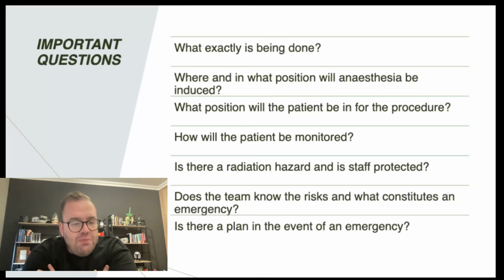Next, you need to know how will the patient be monitored. Obviously, standard ASA monitoring for everyone, but is there a need for invasive monitoring? Are they doing procedures whereby maybe ECG leads get in the way, like if they're working in cath lab on the chest? So you need to think about all of those things. Is there a radiation hazard, and is the staff protected? There should be full radiation protection with monitoring of how much radiation dosage people are getting. Does the team for this patient and this case know the risks and know what an emergency really is in this situation? If I say there's an emergency, will they react appropriately? And do I and the team have a plan in the event of an emergency? So those are the really important questions that you need to ask when you are presented with a NORA case.